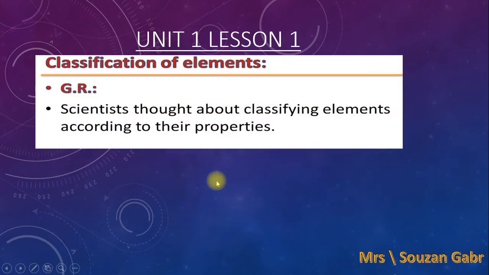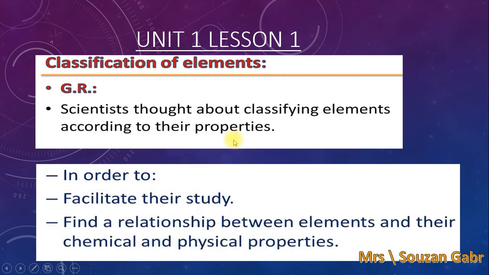In the first lesson, we will discuss the attempts of the scientists to classify the elements, and give reasons why the scientists thought about classifying the elements according to their properties. Simply, we can say that it was in order to facilitate their study, make the study of the elements easier, and find the relation between the elements and their chemical and physical properties.